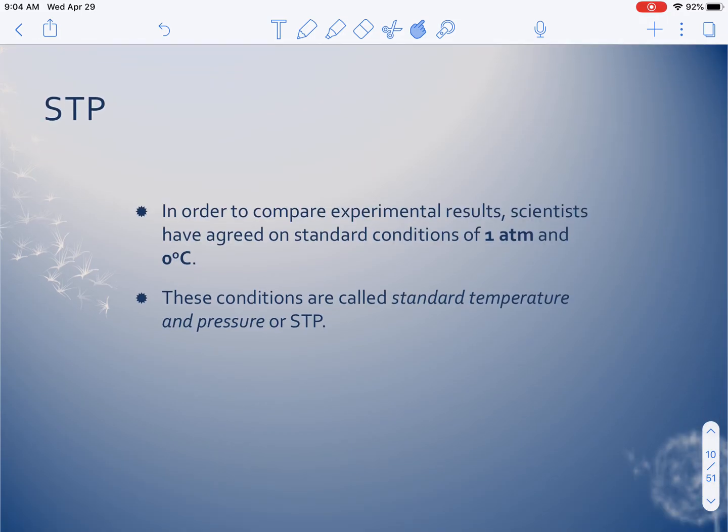So one other thing to think about when we're talking about pressure is this idea of STP. STP is a term you're going to hear us use a lot. It means standard temperature and pressure. In order to have a reference point to compare experimental results to, we've defined something called standard temperature and pressure. Standard temperature in scientific literature is 0 degrees Celsius, and standard pressure is 1 atmosphere of pressure. So if ever you see STP in a problem, STP means 1 atmosphere of pressure and 0 degrees Celsius.